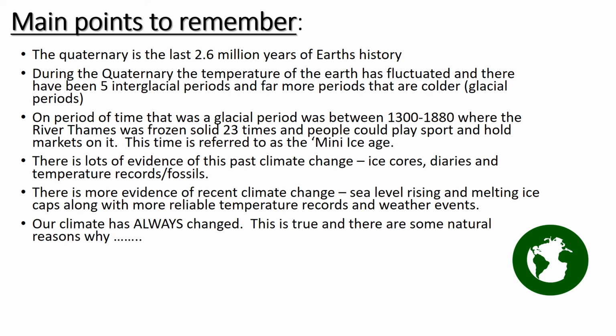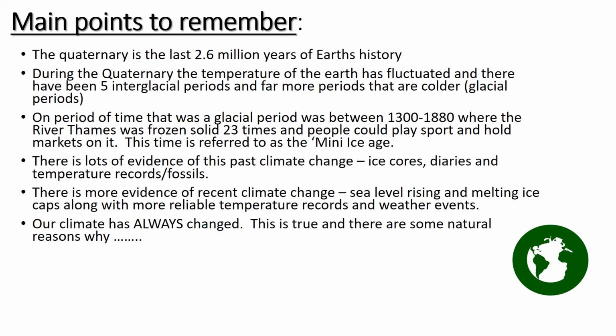So there's lots of evidence of past climate change. There are ice cores, which we talked about in the Google Meet, and it talks a little bit about ice cores in one of the documents in your pack, as well as diary entries, temperature records, fossils, and so on. There's more reliable evidence that climate change has taken place more recently. That's things like melting ice caps that we can actually see with our own eyes, and rising sea levels in various parts of the world. Our temperature records are more reliable because scientists are more advanced. We can see the weather events. We can actually see the sea level rising and the ice caps melting.